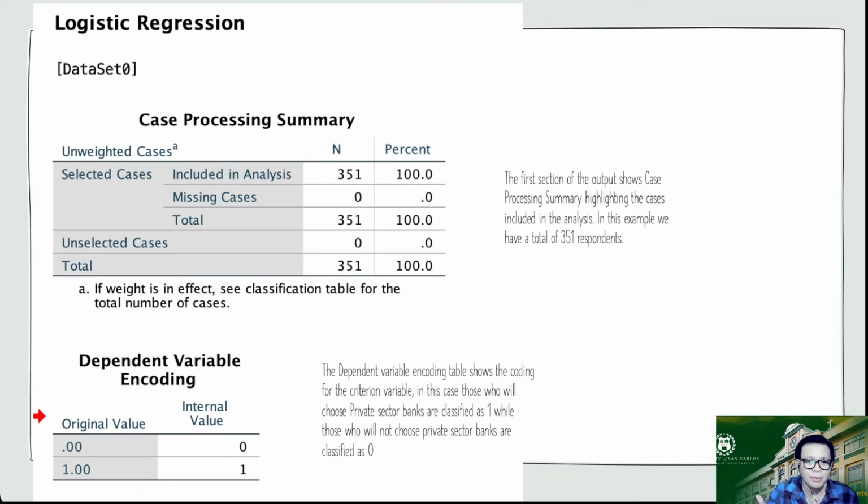In this example, we have a total of 351 respondents, based on our extracted sample, and 100% of them were included. For the dependent variable encoding, the table shows the coding for the criterion variable. In this case, those who choose private sector banks are classified as 1, while those who do not choose private sector banks are classified as 0. So again, 0 is public, 1 is private.